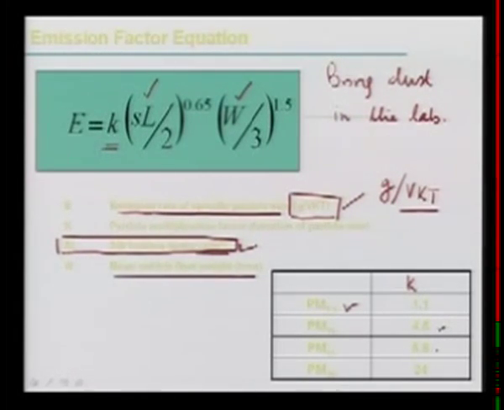So again, these techniques can be used, and they are all there in the literature. In fact, you can search through, and you can find out how this can be done.